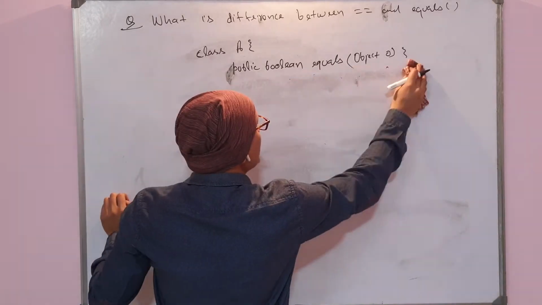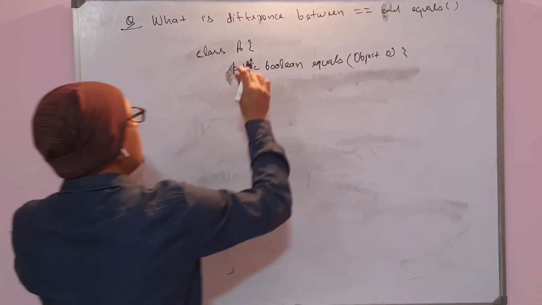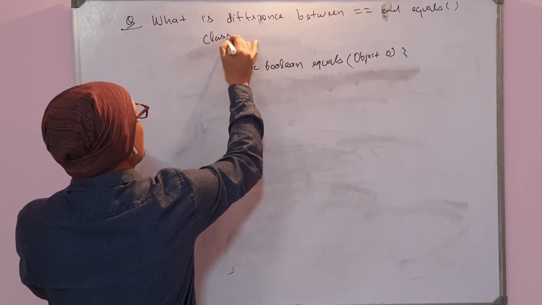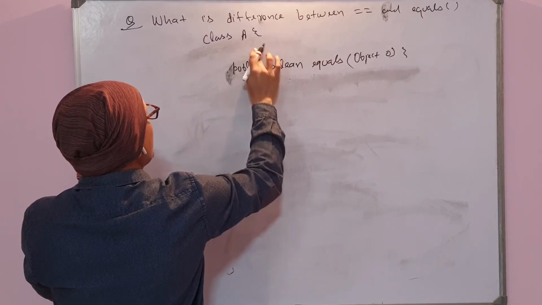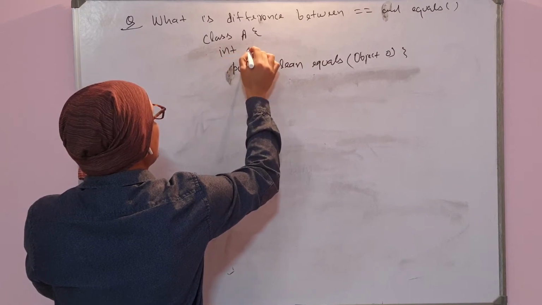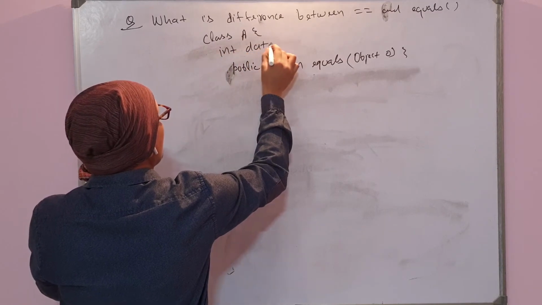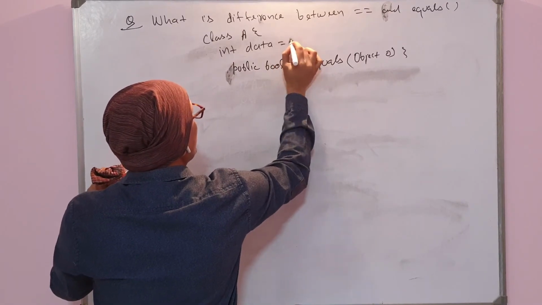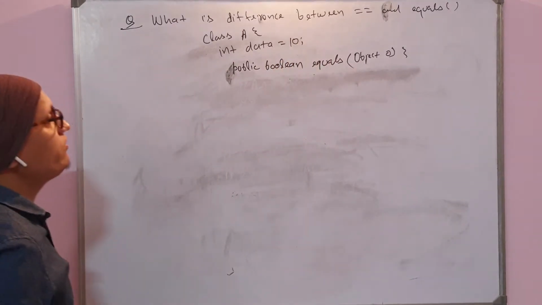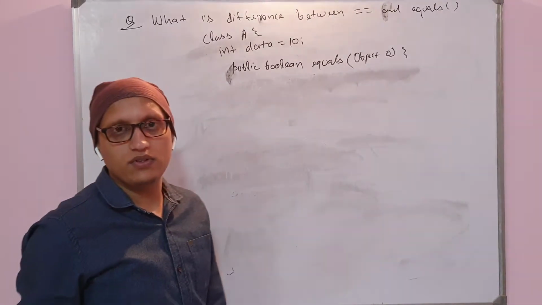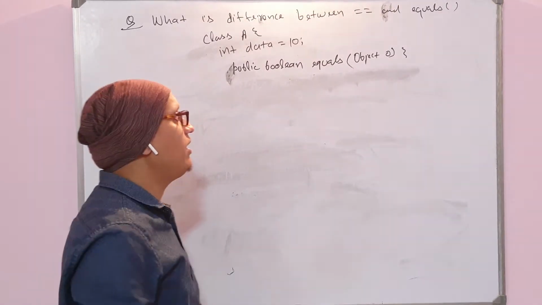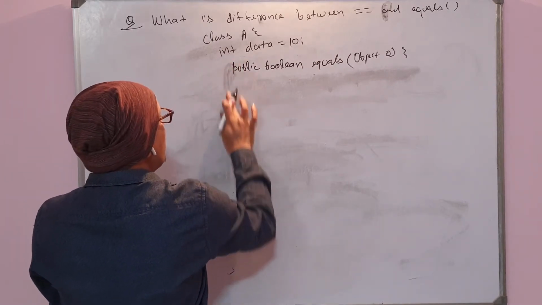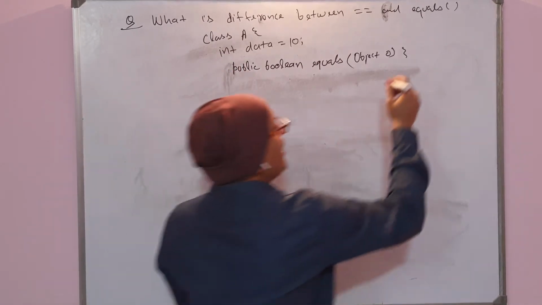Okay, so let's see what I'm trying to say. Suppose now this is not automatically inherited. In class A, I'm going to write int data. For the time being, I'm initializing it with 10, just for the sake of the example. Okay, now what I'm going to do is override.